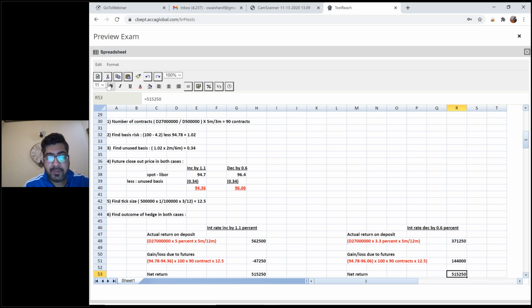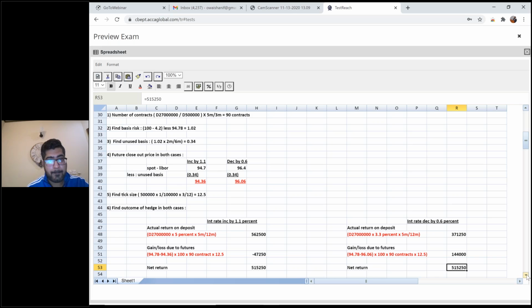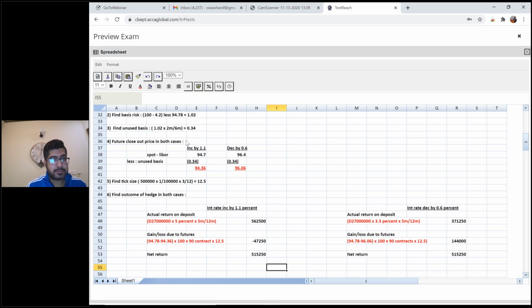The proof that your working is correct: in both options, increase and decrease of FRA must be the same, and in both options, increase and decrease of futures must be the same. Once you have done this, you just need to find the effective interest rate as follows. Net return or cost 515250 divided by borrowed or deposit amount 27 million, into 12 months over time period of borrowing 5 months. This gives effective rate as 4.72%.